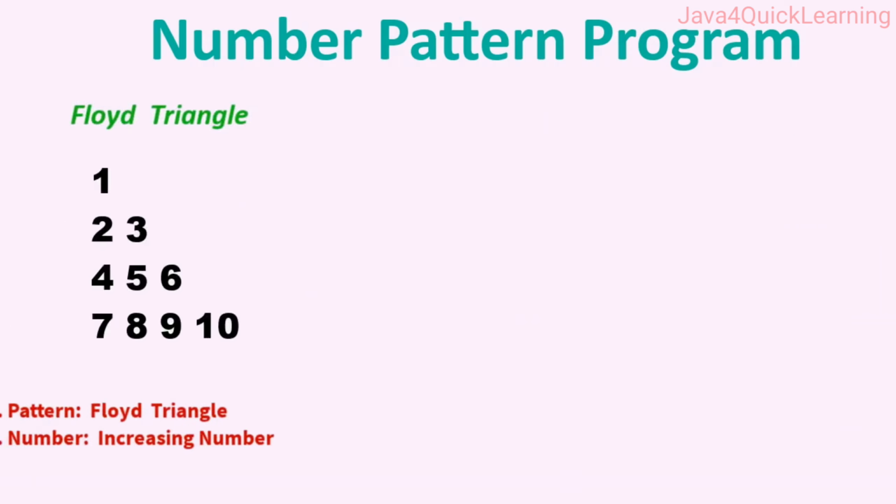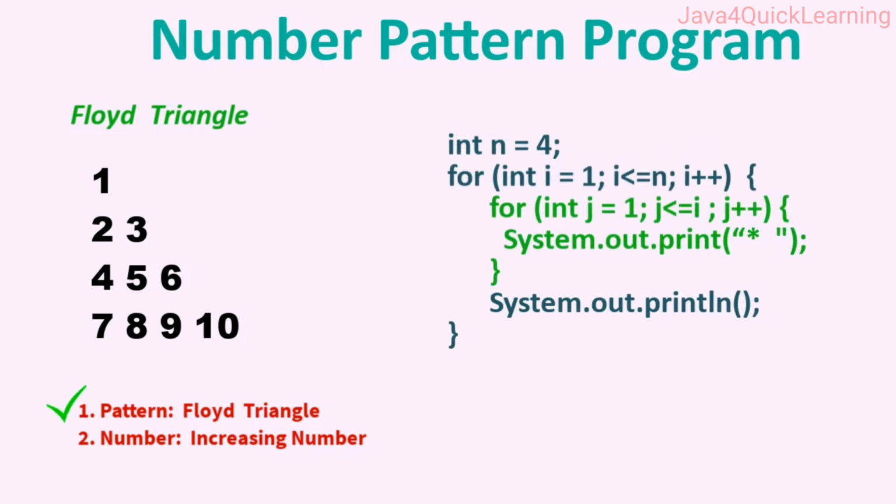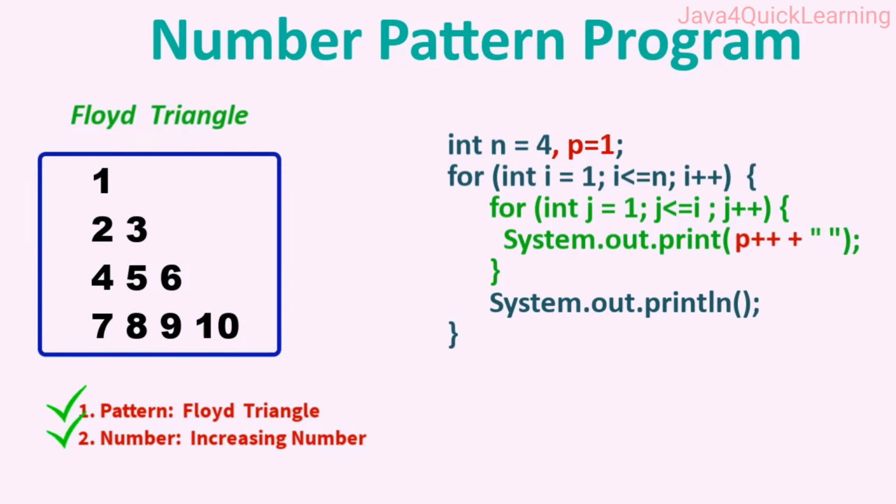Let's see one another program, Floyd triangle, which is slightly different. Here if you see, there is no row or column pattern, but the number itself is incremented every time. Here what we will do is initialize a variable outside the loops, and every time we print, we will just increment it. For a value of 4 rows, it will give us an output like this.